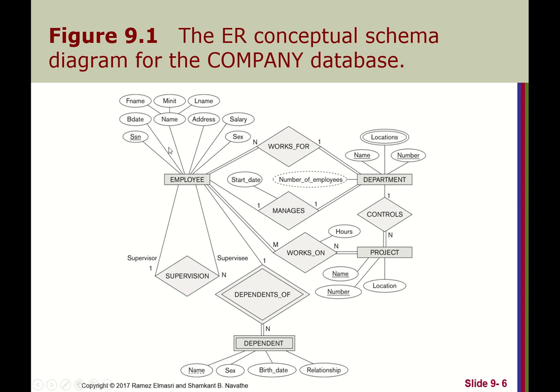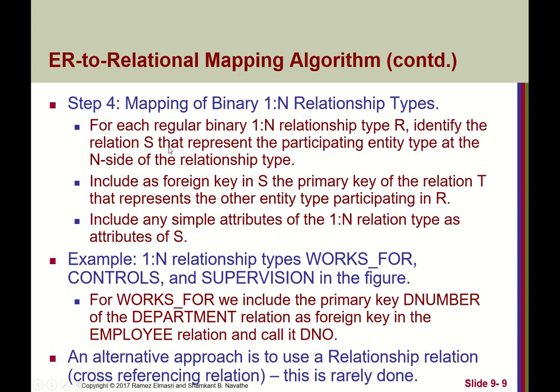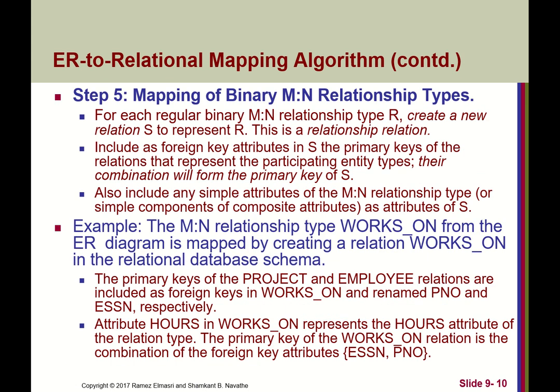Now let's look into the many to many relationship. When you have a many to many relationship, the solution is to have a cross reference. Cross-reference means relationship relation. So you create a new relation and call it with the name of the relationship. And what should be the attribute of the new relation? Primary key of the two relations.